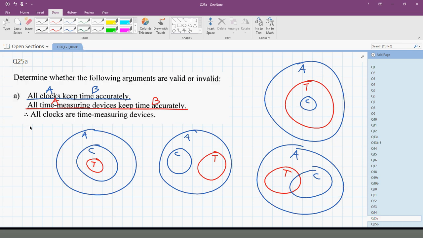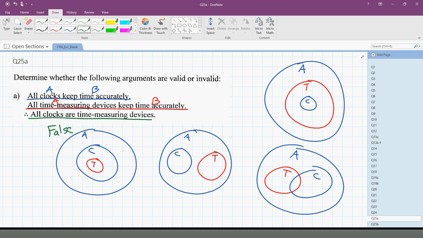The last thing that you're going to do is you're going to make sure that this happens in every picture. You want to see that clocks are time measuring devices. And you need to see that in every picture. So in other words, what you're looking for here is you need every picture to show you a circle of clocks inside the time measuring device circle. So does this first one show you clocks inside the time measuring device? No. This is a false diagram. Because here it shows that the time measuring devices are inside the clocks.